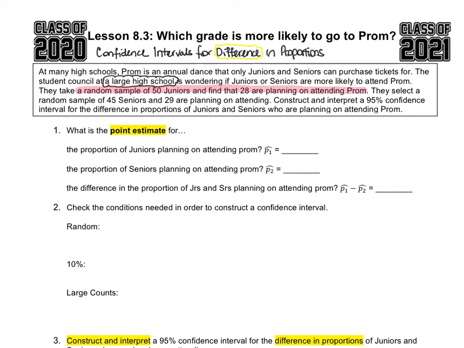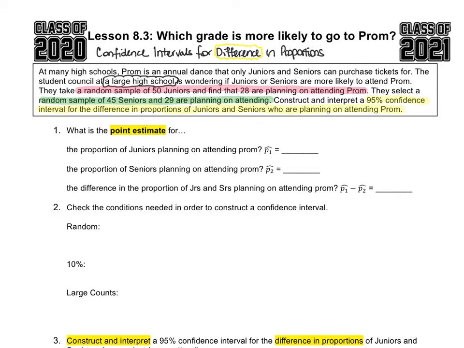With the highlighted red information, we know two bits that are important to us. Number one, we have a random sample. Number two, the lowercase n, the size of the sample of juniors, and also the value of those 50 juniors that were sampled that are planning on attending prom. That's going to help us figure out our p1 hat. Likewise, what I've highlighted in green is the information that we took a random sample of 45 seniors. That's going to help with our conditions, and also the number of successes, so that we know that 29 out of the 45 are planning on attending. That's going to give us our p2 hat.